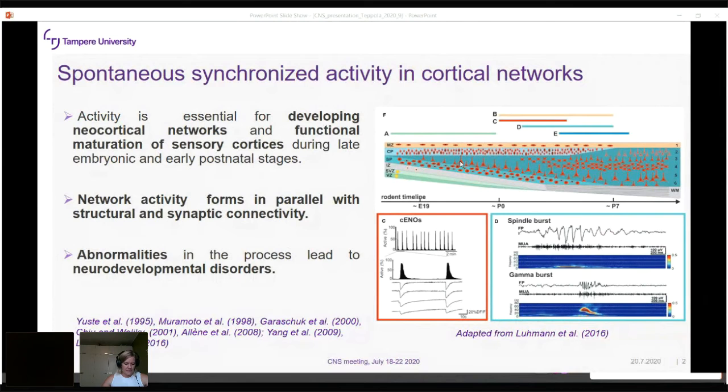Here you can see the timeline of developing rodent cortex from late embryonic until early postnatal states, with two examples showing the spontaneous activity patterns recorded in the form of network oscillations from postnatal cortical slice in vitro and spindle and gamma burst in somatosensory cortex in vivo.